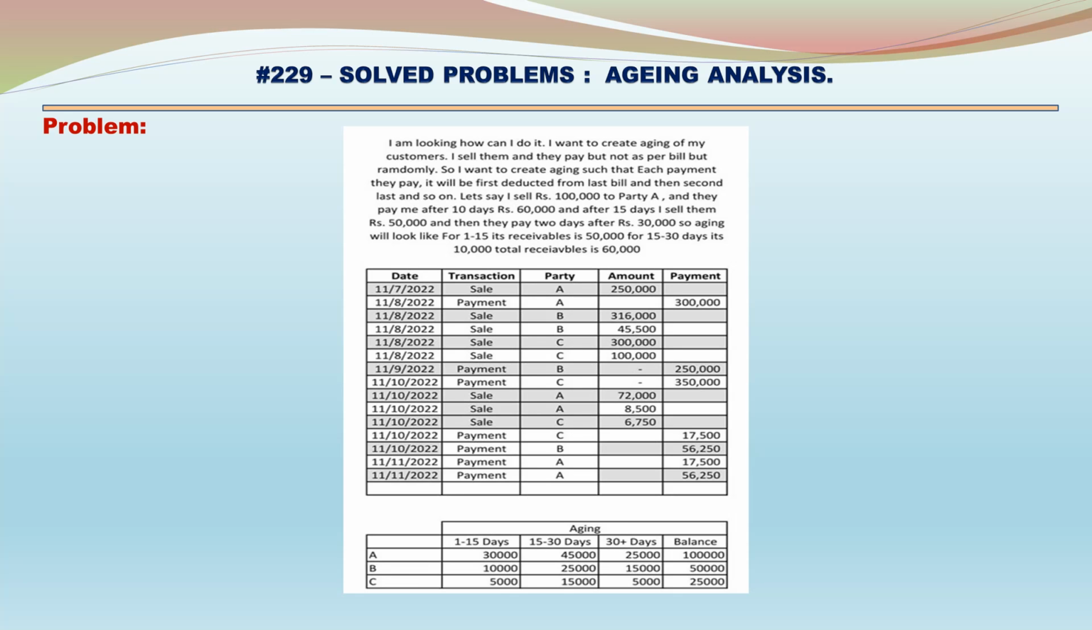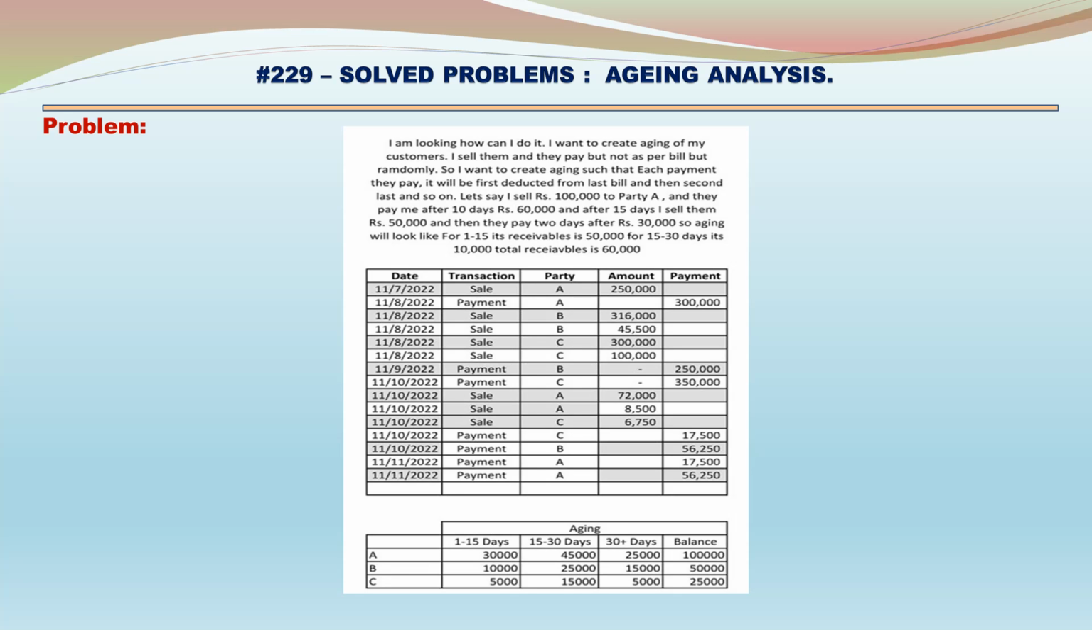The original transactions are date, transaction, party, amount, payment. 7th November sale to A 250,000. 8th November payment from A 300,000. 8th November sale to B 316,000. Again 8th November sale to B 45,500. 8th November sale to C 300,000. 8th November sale to C again 100,000. 9th November payment from B 250,000. 10th November payment from C 350,000.